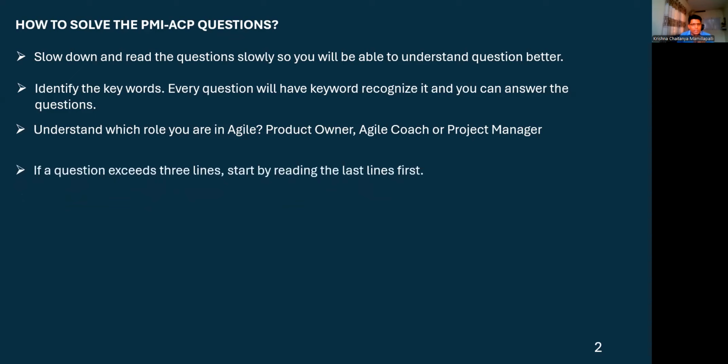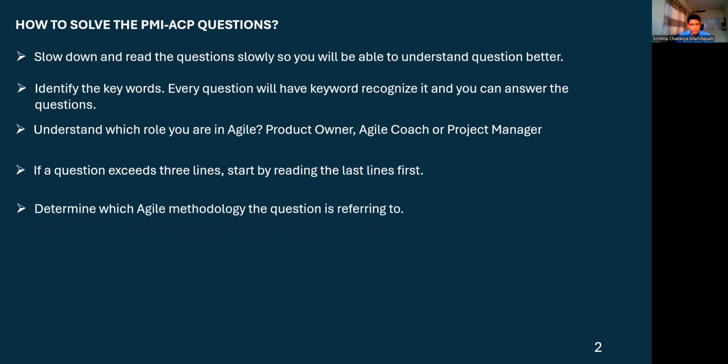If a question exceeds 3 lines, start reading the last lines first. How would this help you? Most of the time, the last section of the question will prompt you about what particular role you are expected to answer this question from, or what is the expected outcome of this particular scenario. So reading that first will help you understand the perspective with which you'll have to read the rest of the question, starting from the beginning.